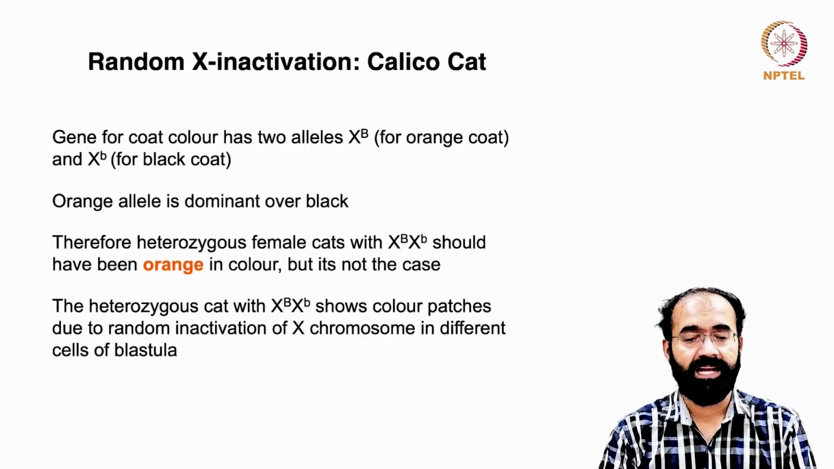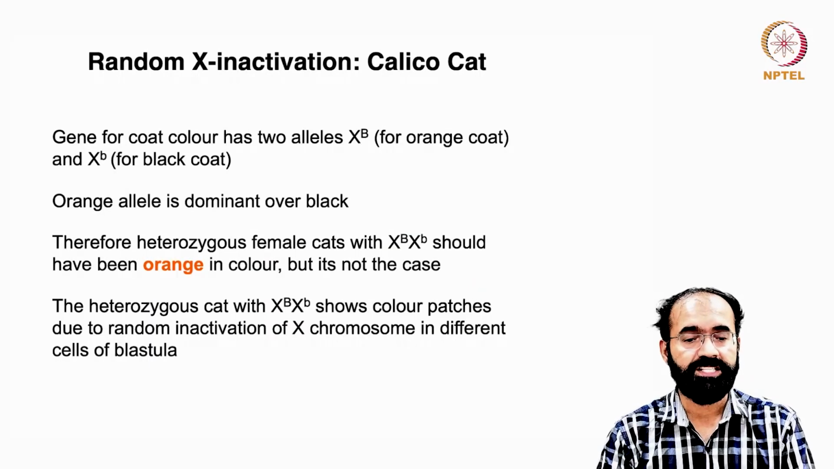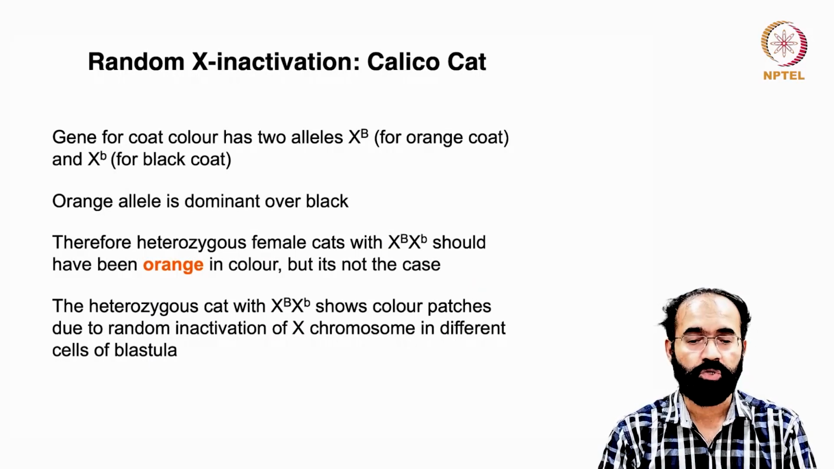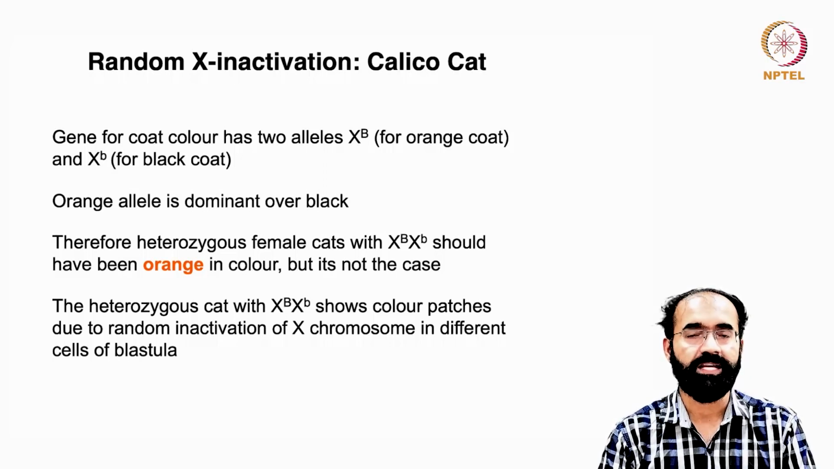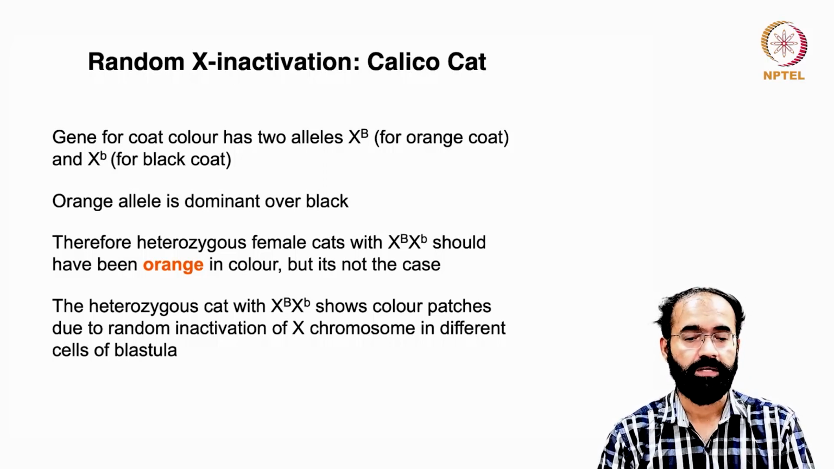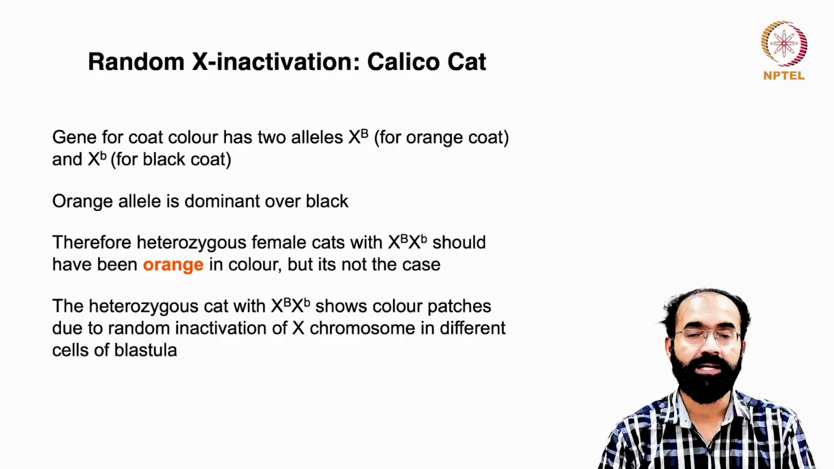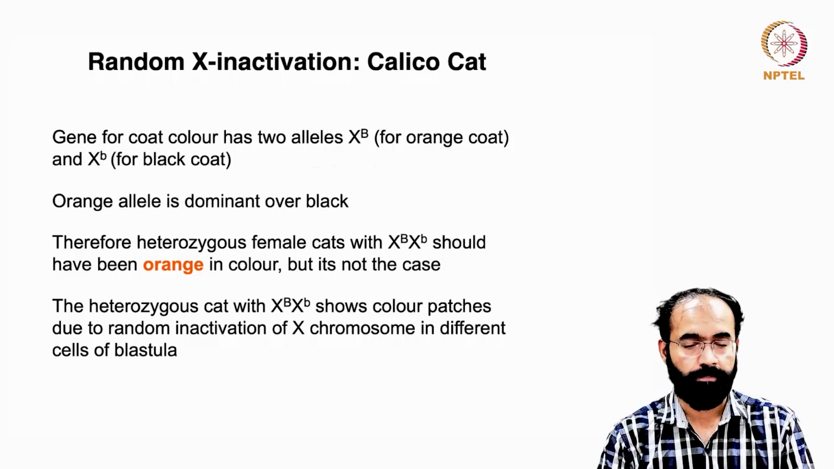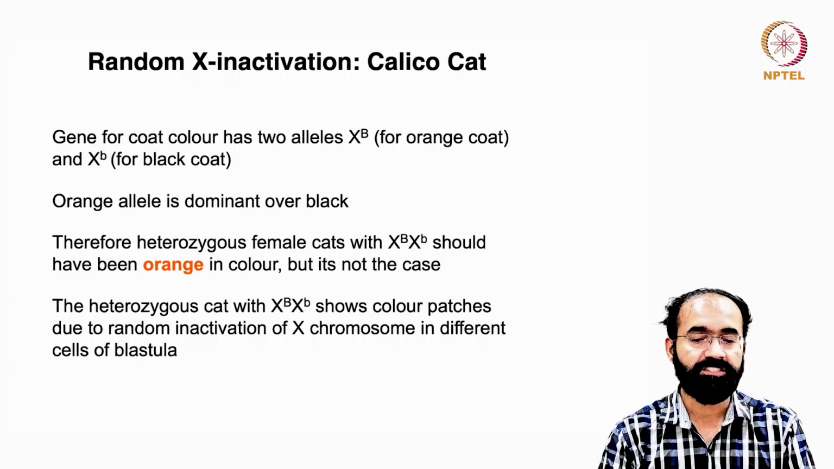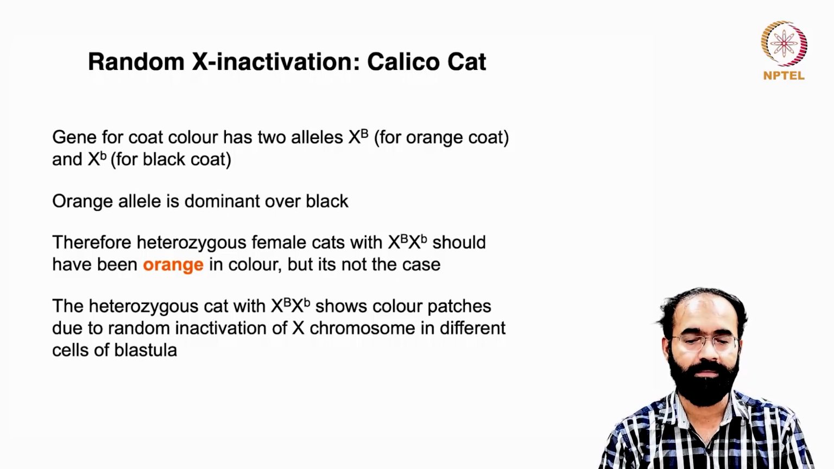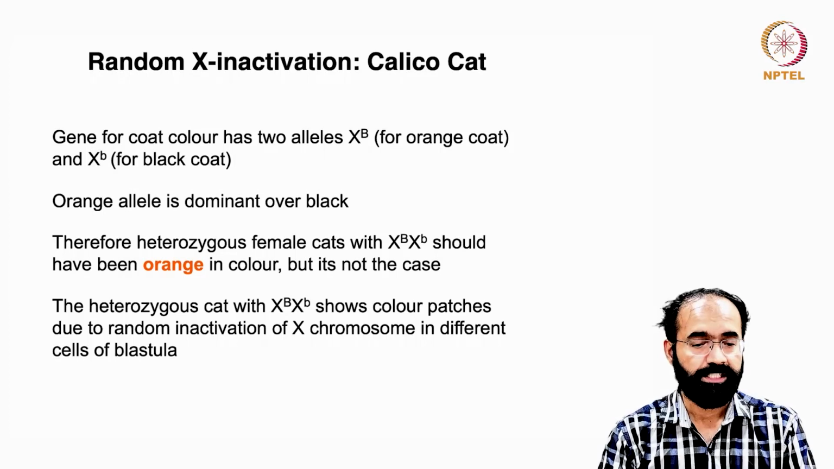So random X inactivation in the calico cat, what happens? The gene for coat color has two alleles: X capital B, which is for orange coat color, and X small b, meant for black coat color. The orange allele is dominant over black in any given situation. Therefore, heterozygous female cats with X capital B, X small b should have been orange in color technically, but it is not the case.